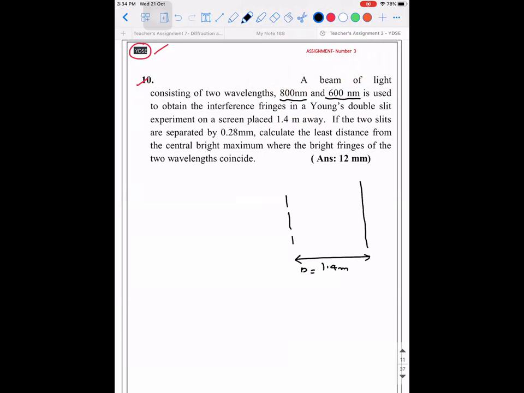So capital D is given, and the distance between the slits is 0.28 millimeter, right? Calculate the least distance from the central maximum where the bright fringes of the two wavelengths coincide. So this is the central maximum. Let's say from the central maximum at a distance y, they are coinciding. So how to solve this problem?